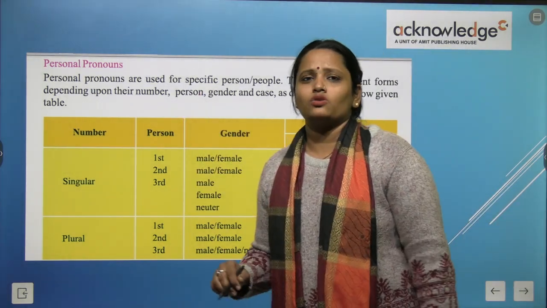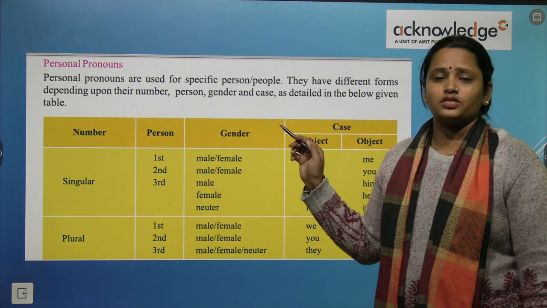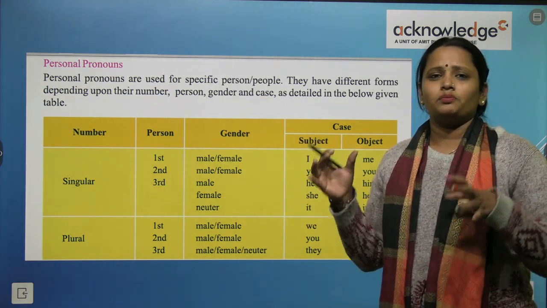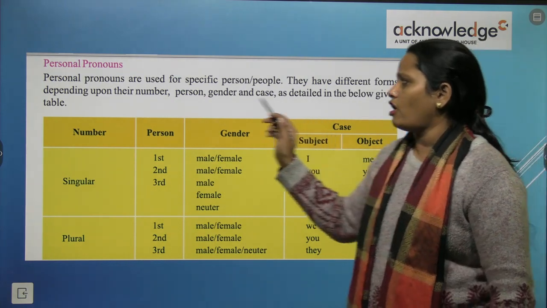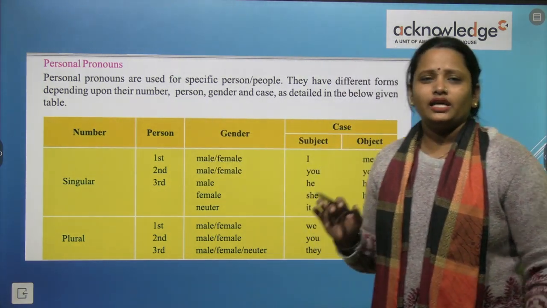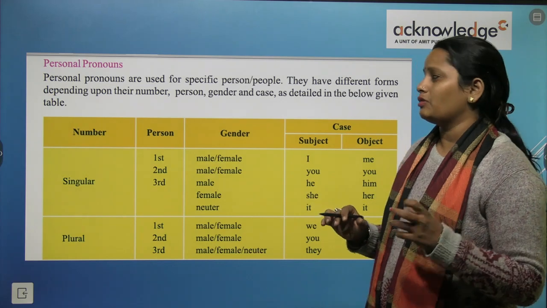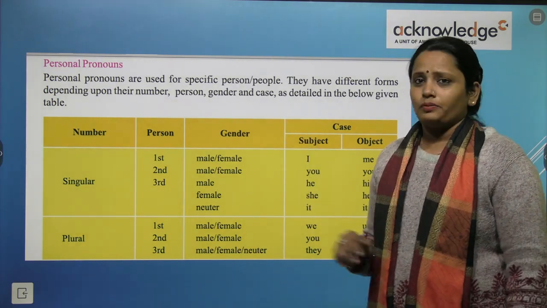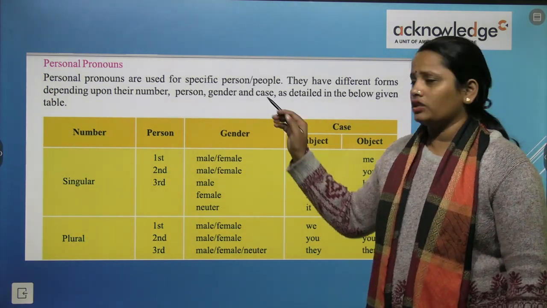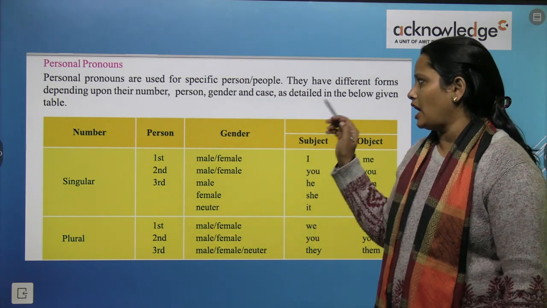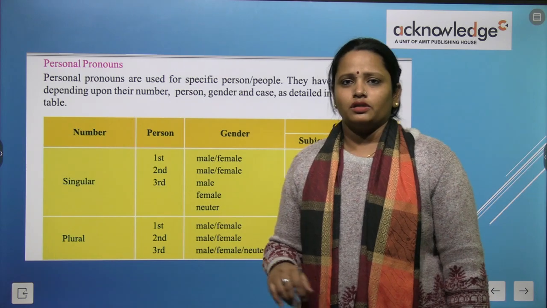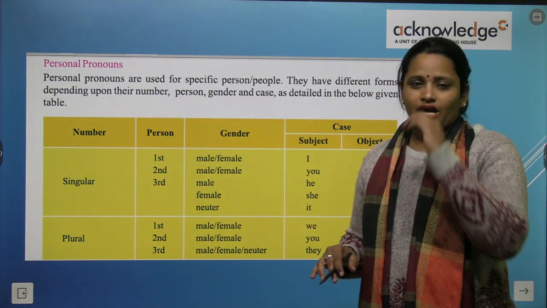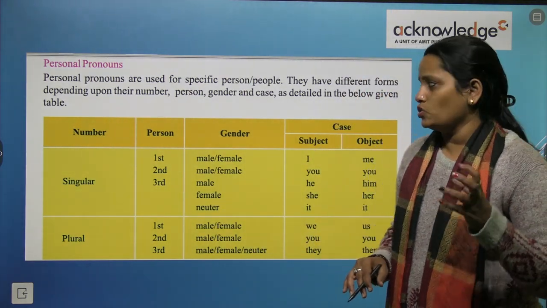So personal pronouns are used for specific person or people. किसी particular person या people के लिए use होता है ये. They have different forms depending upon their number. इनके अलग अलग टाइप के फॉर्म्स होते हैं. इनके नंबर पे ये डिपेंड करता है. It depends on the person, the gender and case as detailed in the below given table. So here we are going to read the table and then it will be more clear to us.